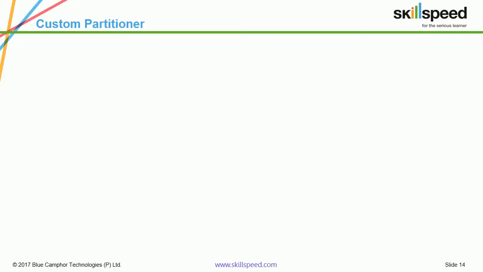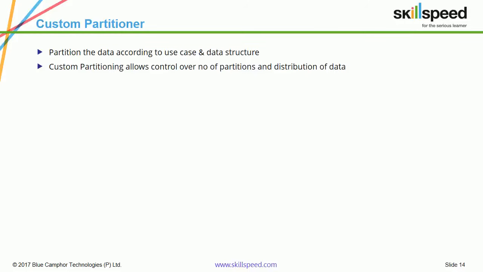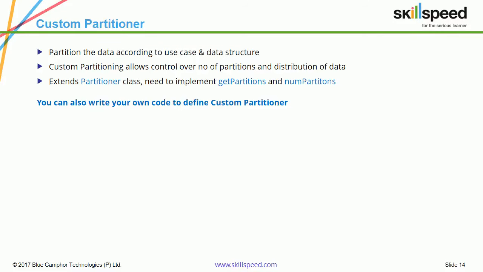Next, you can create something called a custom partitioner. So if you don't want a hash partitioner and if you're not able to have a key with specific range, then you can have your own custom partitioner. Now this is used in case of special use cases and data structures, and custom partitioning allows us, the developers, to have control on the number of partitions and the distribution of data. While creating a custom partitioner, we have to extend the Partitioner class and we have to implement getPartition and numPartitions methods. So while doing this, you can have your own partitions and implement the code.